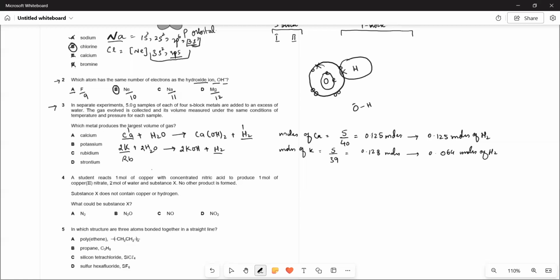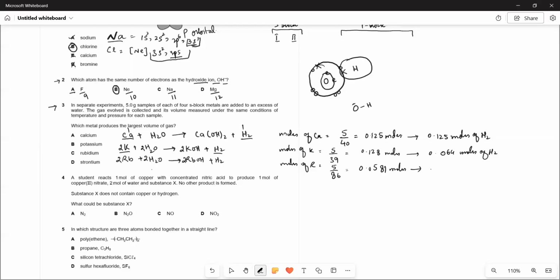Rubidium is also in group 1. So if it is in group 1, it will give the same balanced equation like potassium, rubidium hydroxide, and H2. So let's find out the moles of rubidium. So 5 over its molar mass, it's 86, right? So 0.0581, they will produce half of it because 2:1.